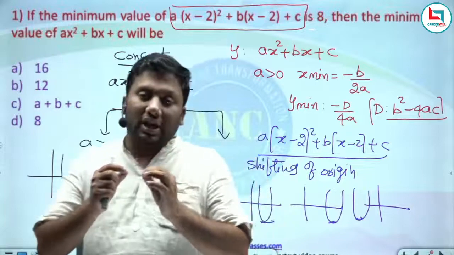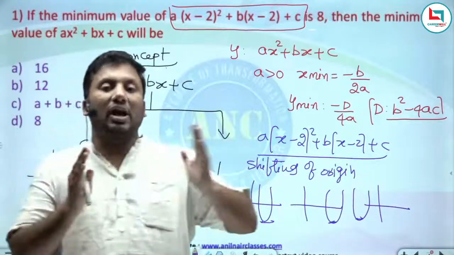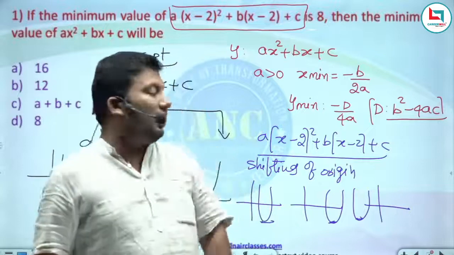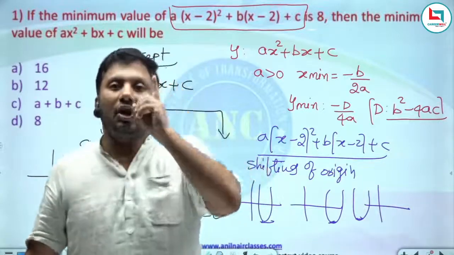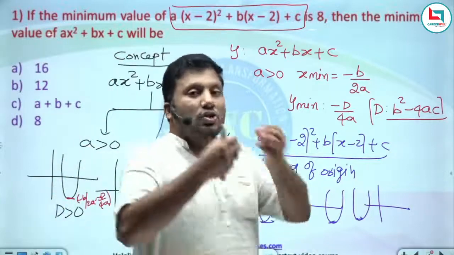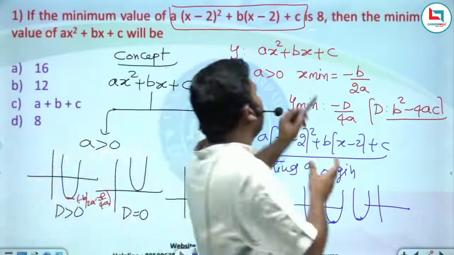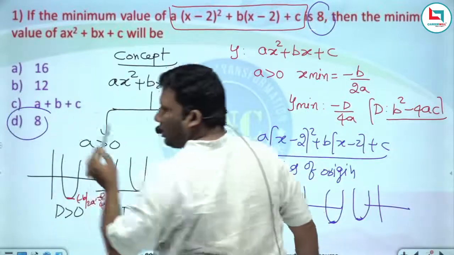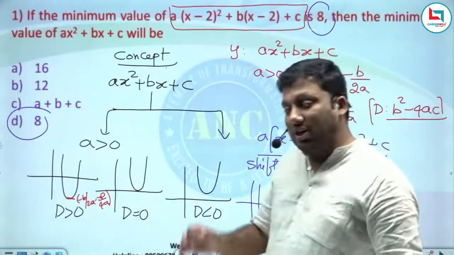If I shift the graph from left to right or right to left, the x minimum is dependent on a and b. Y minimum is dependent on a, b and c. It is not dependent on the value of x. So if I shift the origin, the minimum value will not change.